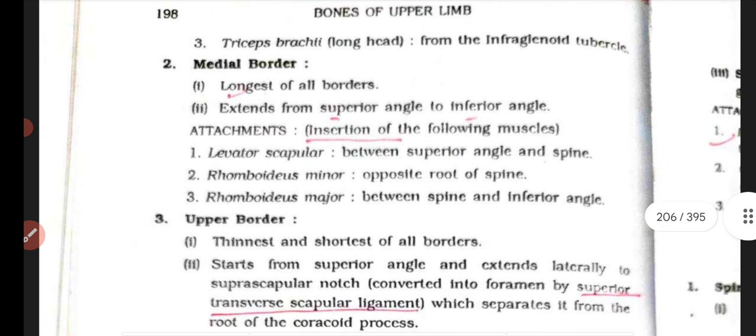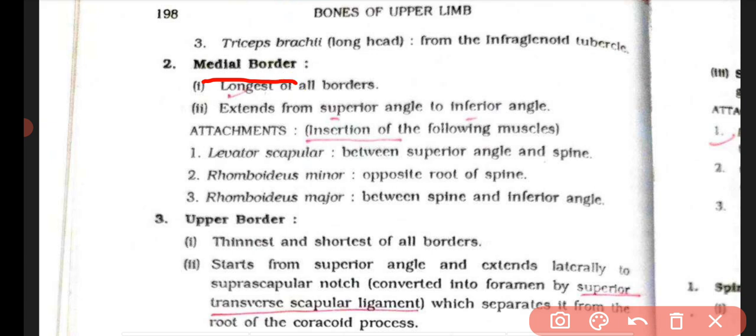Now the second border will come, the medial border. The medial border is the longest of all borders. It extends from the superior angle to the inferior angle. The attachment, the insertion of the muscle.